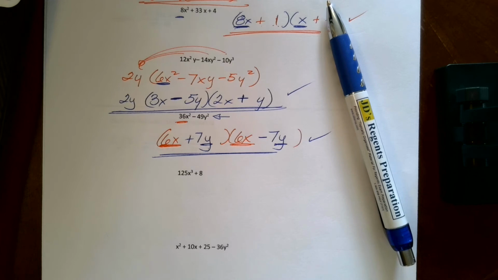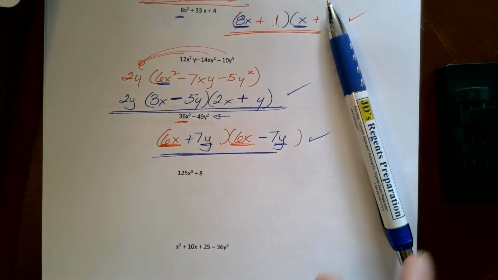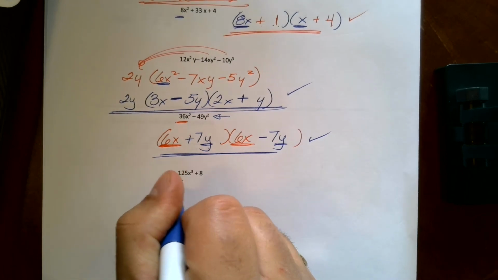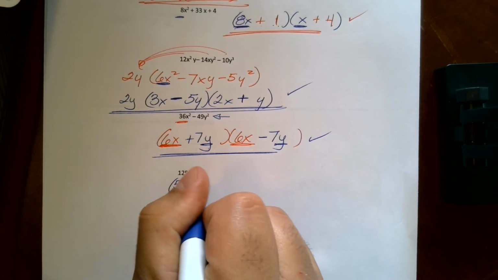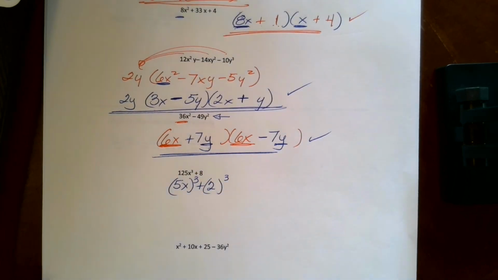Okay, this one is a binomial also. It's not the difference of two perfect squares, obviously, because it's the sum, and there's no GCF. So I recognize this as the sum of two perfect cubes. So I could look at this as, this is really like 5x cubed plus 2 cubed, right?